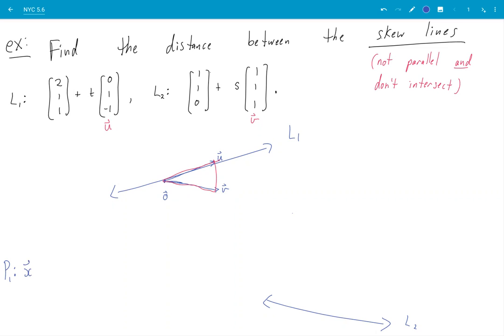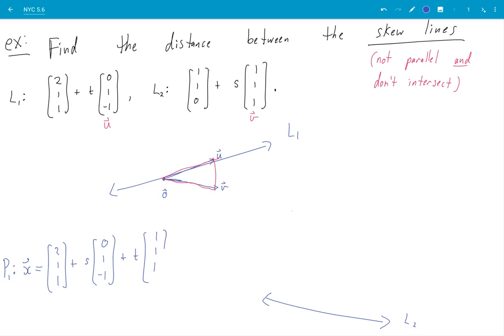I'll write the vector parametric equation for that, or parametric vector rather. Well, it contains this vector here, right? So I'm going to put 2, 1, 1. And then it has two direction vectors. What are the direction vectors? Well, they are U and V, right? So I'll write those down. S times U, 0, 1, negative 1, plus T times 1, 1, 1.